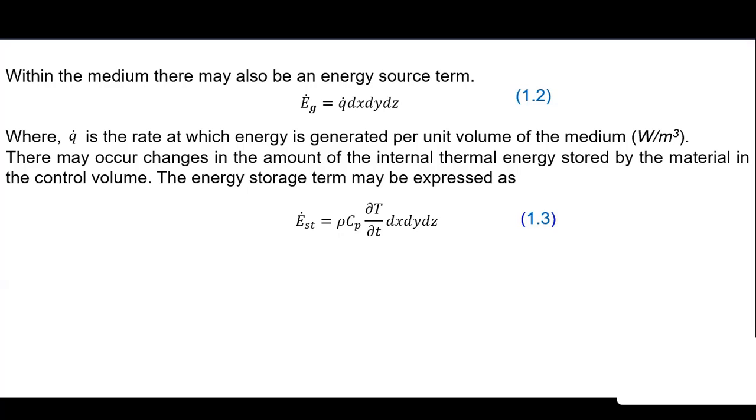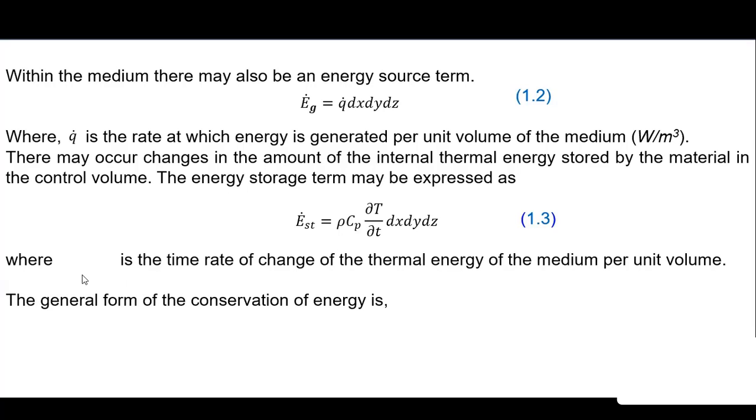Now let us combine them. Here, rho Cp dT by dt is the time change of the internal thermal energy of the medium per unit volume. The general form of energy conservation, that is the first law of thermodynamics, is like this: energy coming in plus energy generated minus energy going out is equal to energy storage.